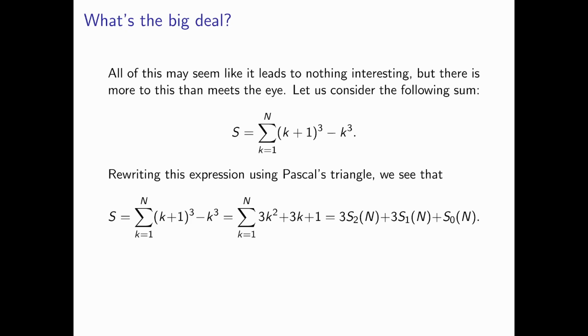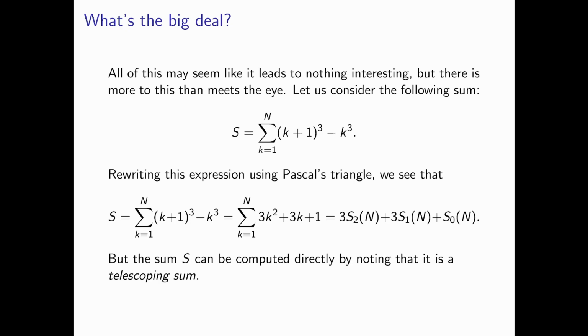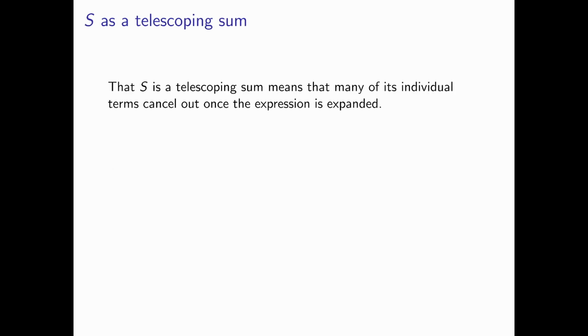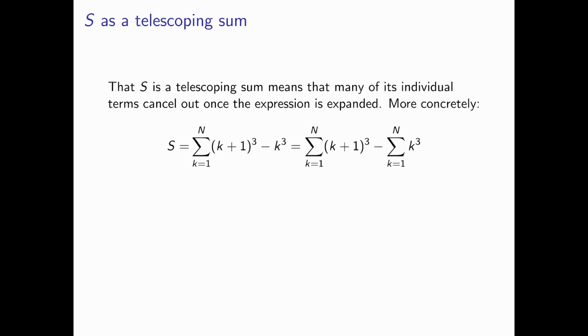The reason why this is so useful is because we can actually compute s in a different way, and it has to do with the fact that it's a telescoping sum. So what do I actually mean by this? Well, that s is a telescoping sum simply means that many of its individual terms cancel out once the expression is expanded. So let me show you exactly what happens here. So s is equal to the sum as k ranges from 1 to n of k plus 1 to the 3rd power minus k to the 3rd power, and I can split this into two separate sums as follows.